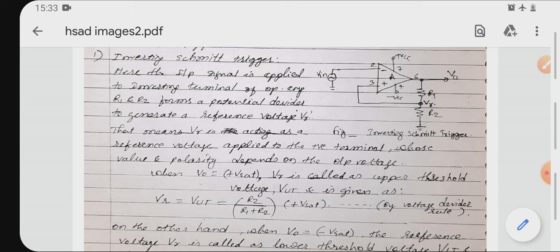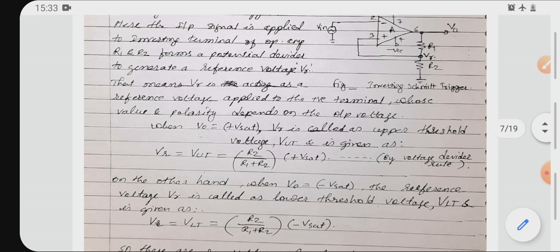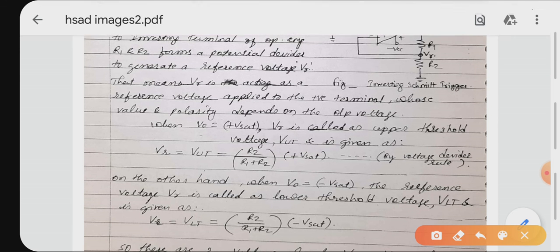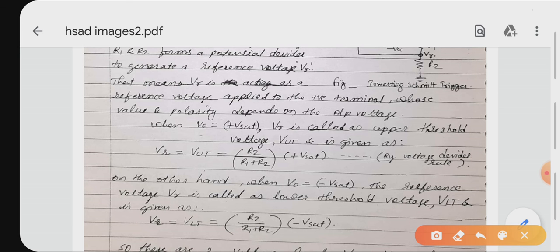So that means the reference voltage VR, which is formed because of the potential divider R1 and R2, is acting as a reference voltage, and that is applied to the positive terminal of op-amp. The value and polarity of this reference voltage depends on the output voltage. How? Like this, because as I told you, there are only two values of output voltage, plus Vsat or minus Vsat. So when VO is equal to plus Vsat, VR is called the upper threshold voltage.